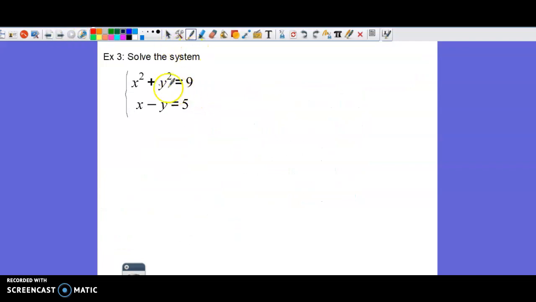So here's another one that, again, I'm asking you to use substitution. Just as a heads up, this top equation is a circle, and this bottom equation is just a line. So if you went straight to Desmos, you might see an answer right away. But I've been showing you how to solve this using substitution.